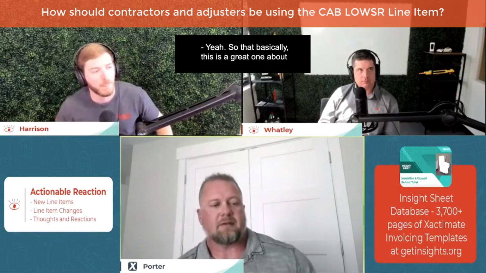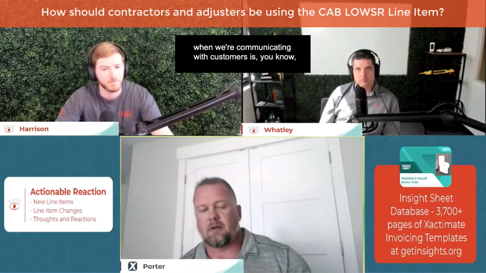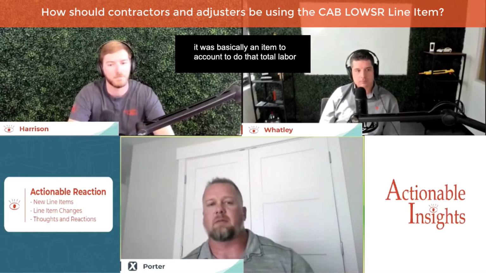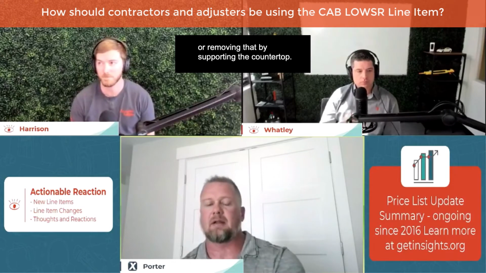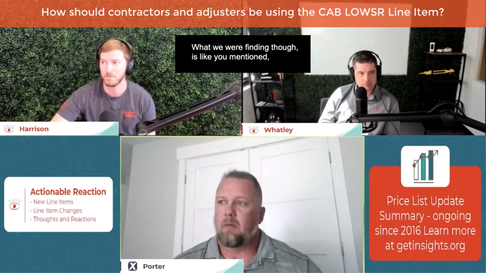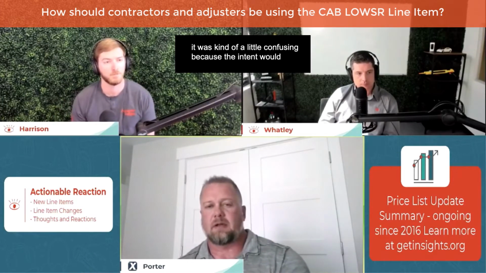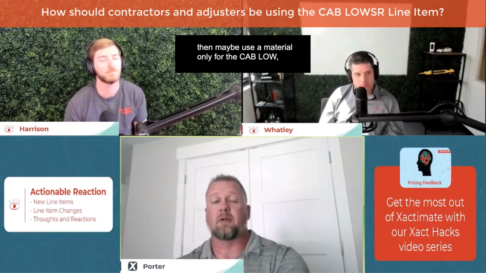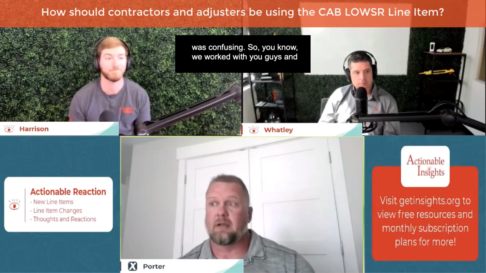Yeah, so basically, when we're communicating with customers, what we're hearing and what they're saying may be a little bit different. Like you mentioned, when we created the item, it was basically an item to account for the total labor of pulling, replacing, or removing the cabinet while supporting the countertop. What we were finding, though, is that it was a little confusing, because the intent would be, if you're replacing the cabinet, you'd use that item and maybe use the material only for the cab low, which made it difficult for people to estimate.